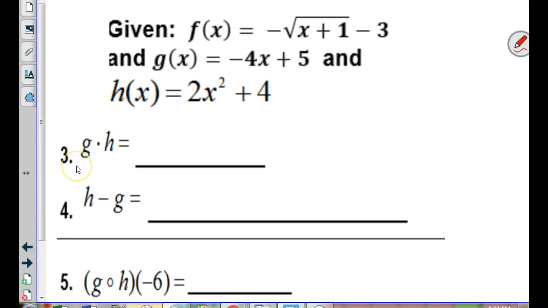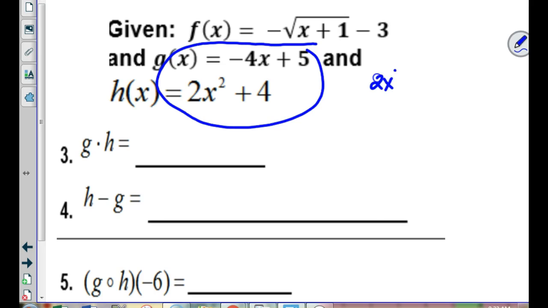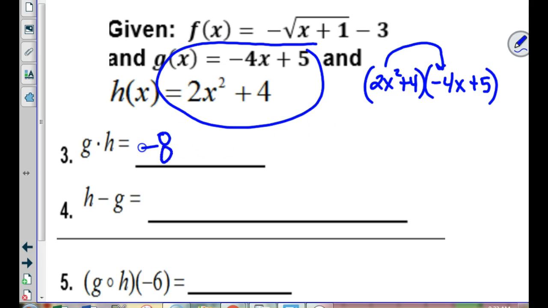All right, number 3 says multiply g and h, and you are expected to simplify that. So we're multiplying these two. 2x squared plus 4. Simplify, remember, does not mean factor. It means multiply it out. All right, anybody do that for me? Negative 8x cubed. Okay, what else?